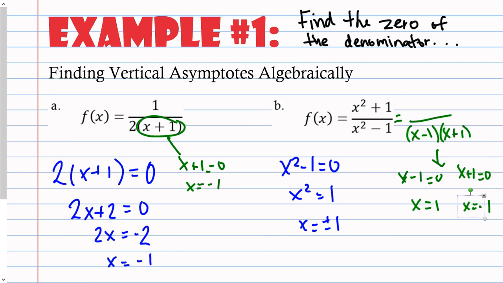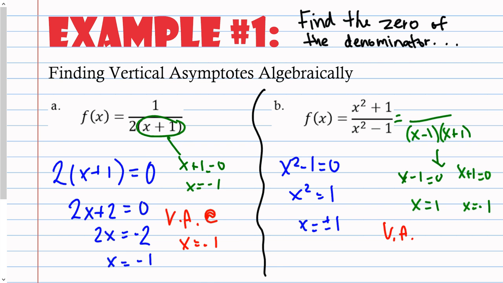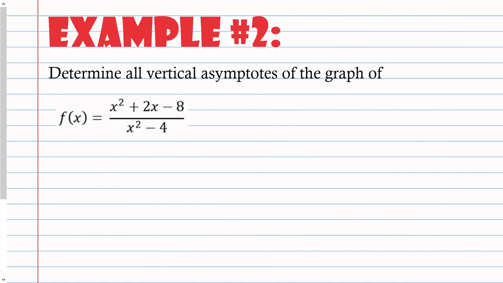So I'm going to go back to part A. Let me split this up. And then you could say, ooh, there's a vertical asymptote at x equals negative 1. And then for part B, you'd say there's a vertical asymptote at x equals negative 1 and just, oops, not negative 1 again, 1. Okay? You can write the word "and" if you like. But that's basically that.